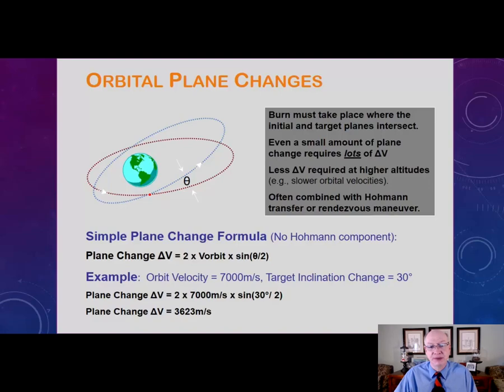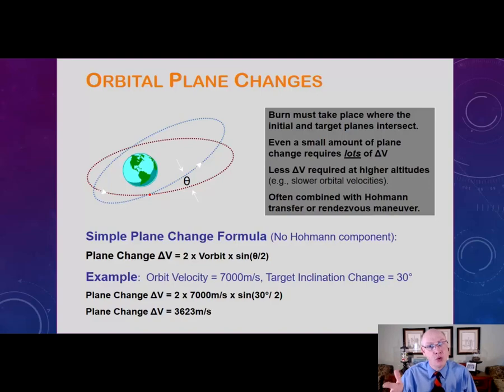So let me give you an example. Let's imagine that I want to tilt my orbit by 30 degrees. I'm in an orbit that's inclined by 30 degrees and I want to change that inclination to 0 degrees. And I'm in an orbit where I'm orbiting the Earth at 7,000 meters per second. How much delta V does that require? Well, it's 2 times 7,000 times the sine of 30 divided by 2, which is 3,623 meters per second.